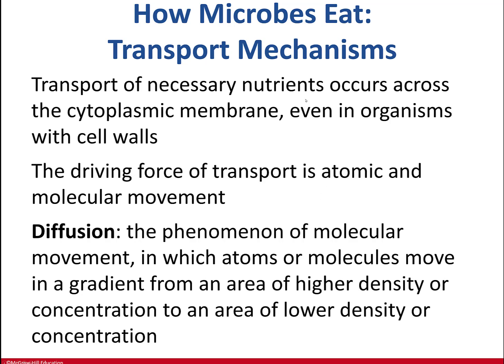How microbes eat. The transport of necessary nutrients, just literally moving across the membrane, occurs even in organisms with cell walls. So they have mechanisms that pierce or allow only certain things to get in. The driving force of transport is atomic and molecular movement. Diffusion is a phenomenon of molecular movement in which atoms and molecules move in a gradient from an area of higher concentration to a lower area of concentration.